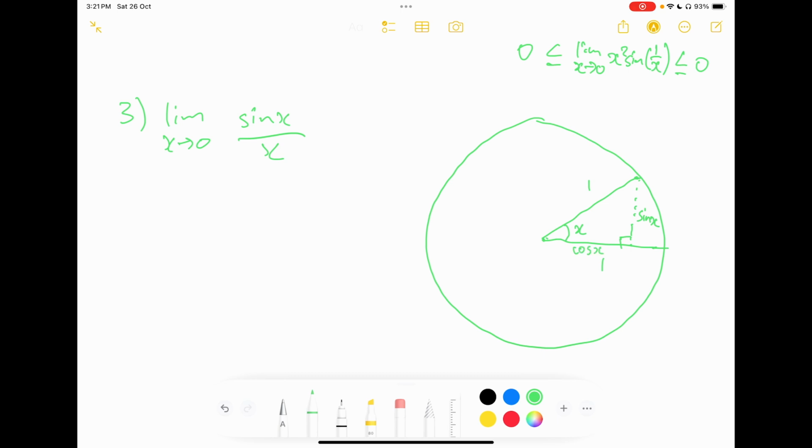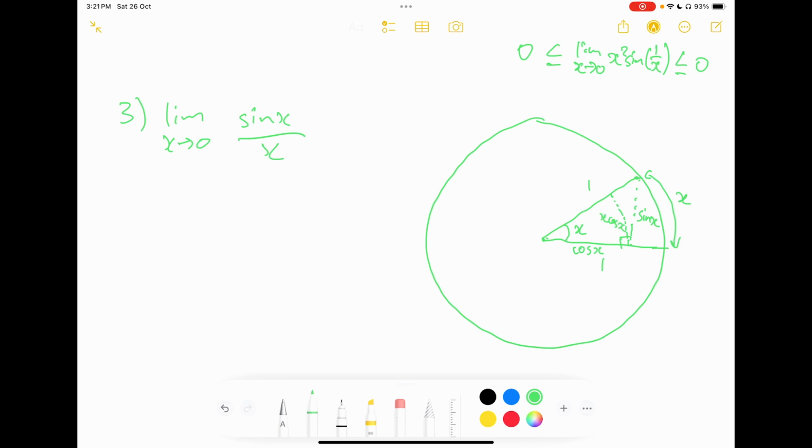So we need to find two things that can bind sine x, right? So firstly, we notice that the arc length of this arc is given by the angle multiplied by the radius, right? X times 1, so it's x. And then we find that there is actually another arc we can use, which is the arc of radius cosine. So this is x cosine x.